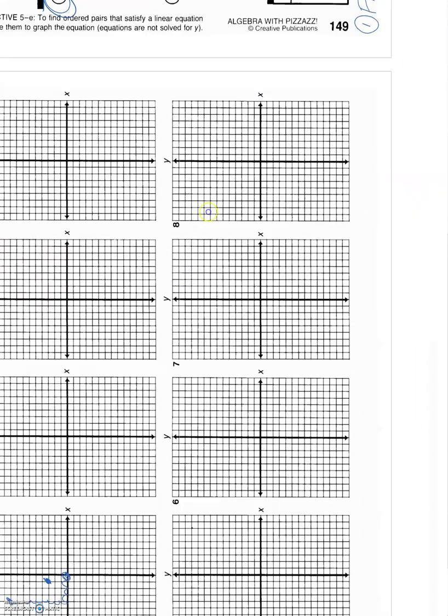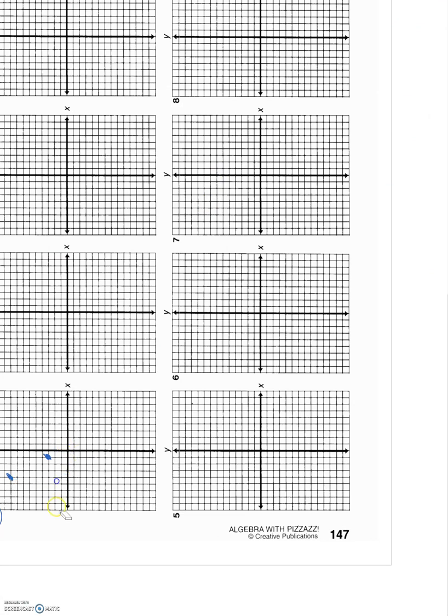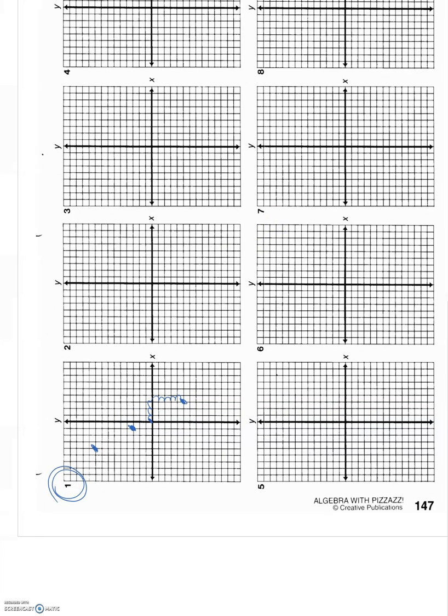3, -5. So I start again right in the middle. Okay. And now I'm going to go to the positive side. 1, 2, 3. And the -5 means I go down. 1, 2, 3, 4, 5. And there's my other point. Okay, so then you use this new device that was just invented. Okay, it's called a ruler, and you make a straight line.